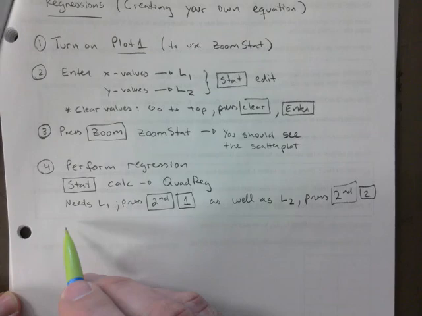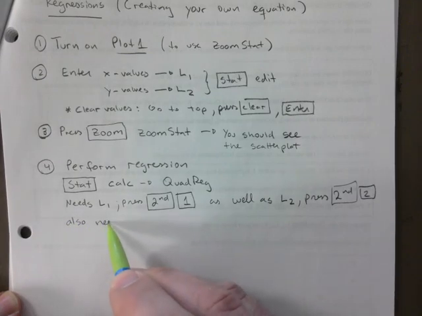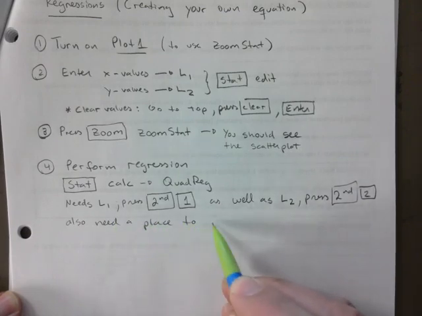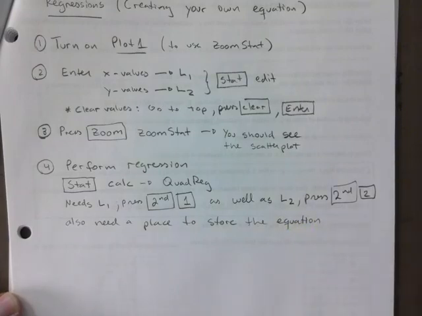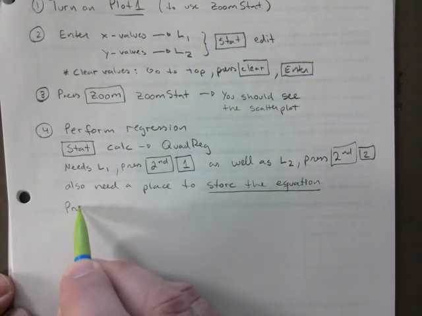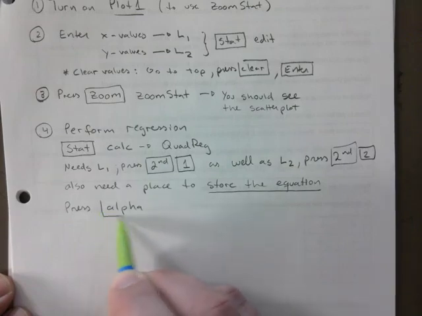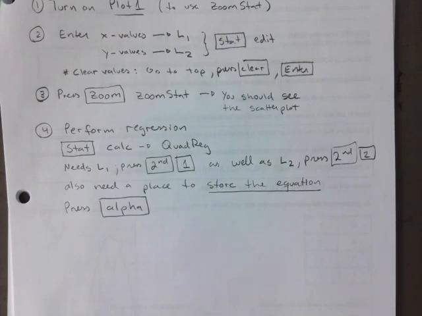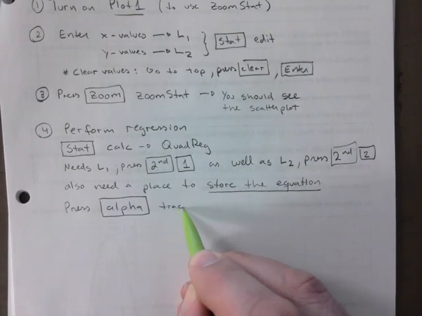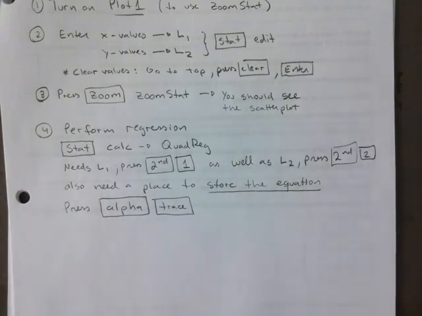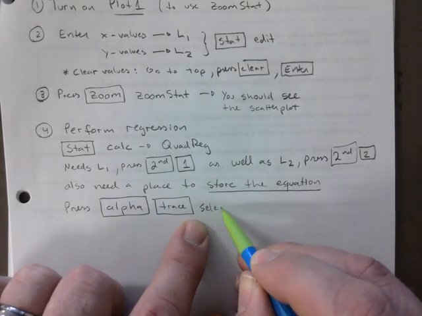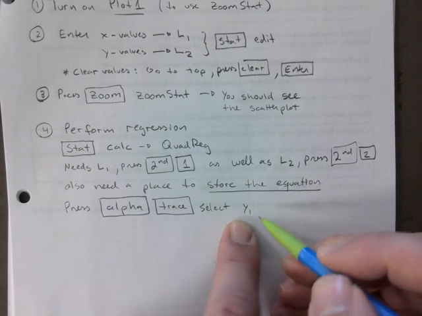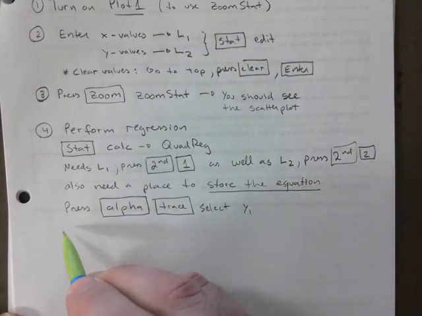Also, we need a place to store the equation. Underline storing the equation. Right? So we press alpha, also a button. So whenever I put a box around it, that's actually a button. And trace, it's also a button. So at first it's going to be a little overwhelming, but if you practice a couple of times, you're not even going to look at this anymore. Okay, alpha, trace, select Y1. Okay, we usually want to put it in Y1.